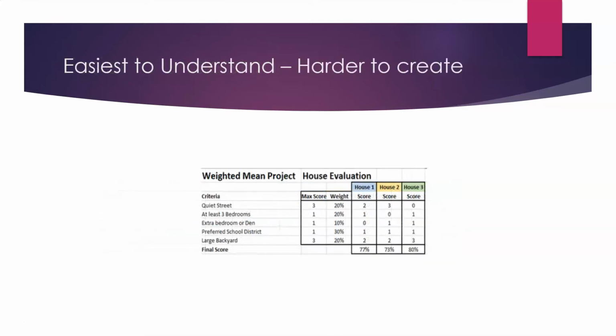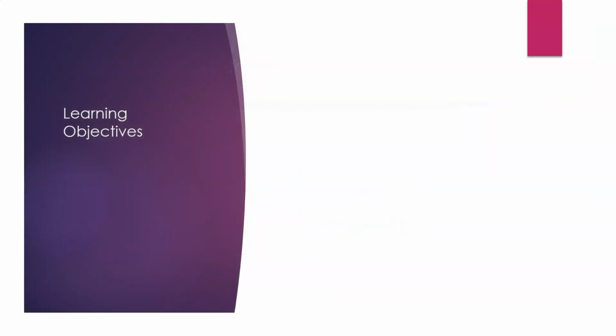And then the final version really tightens it down so it's the easiest to understand for somebody who's coming in from the outside and looking at it, because it really just boils down to the key pieces of information. What was the maximum score, the weight that we attached to that, and how did each house score on each of those criteria.